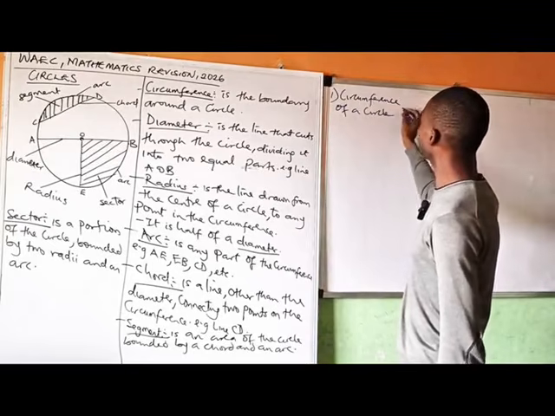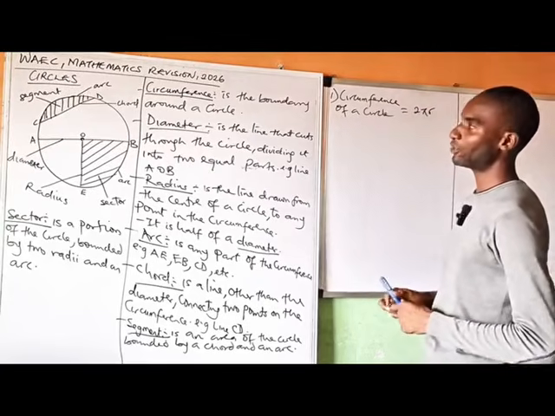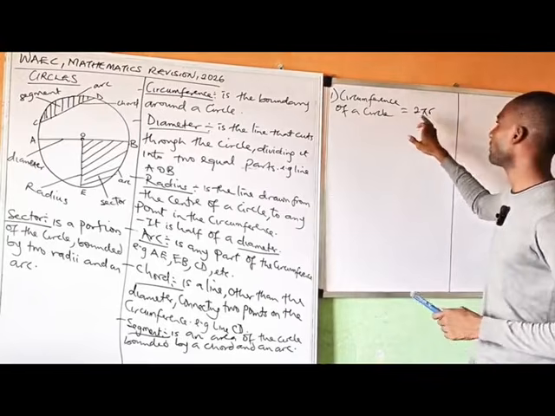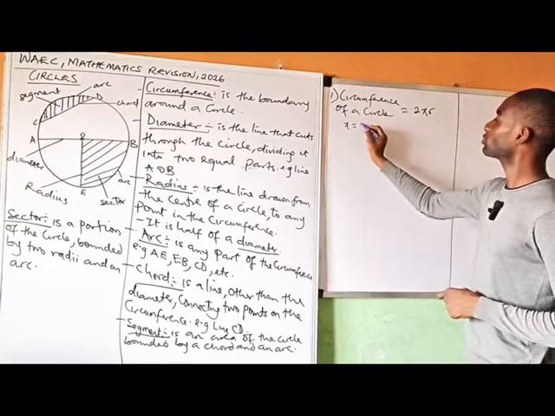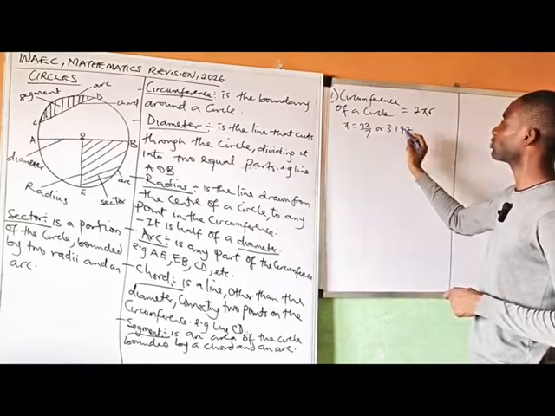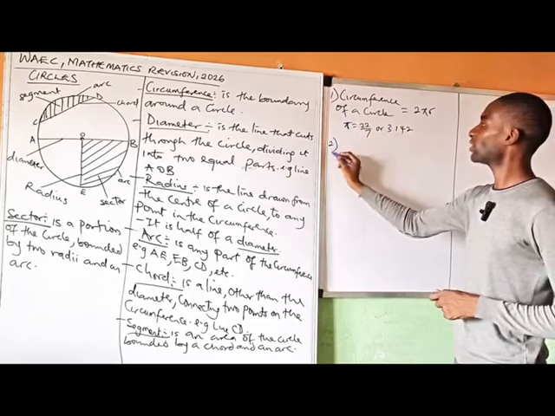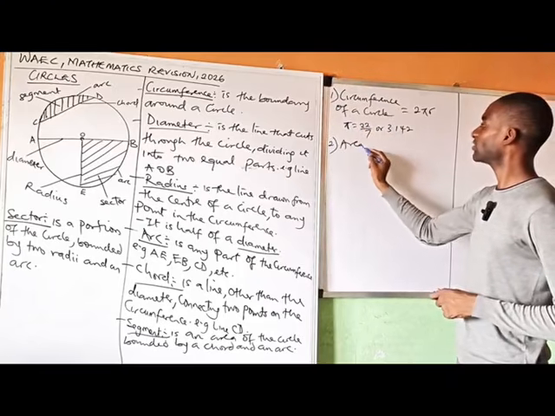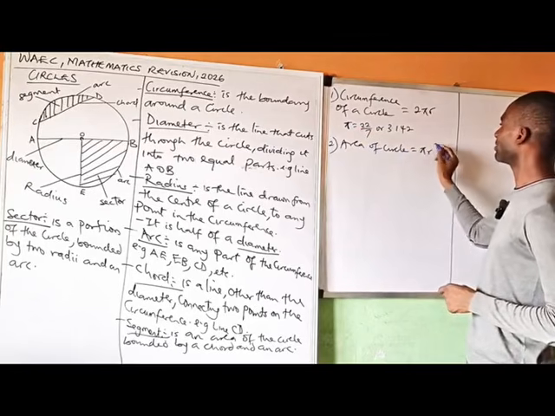The circumference of a circle, the formula is 2 pi r. You know what r is, the radius. The pi is a constant, which is equivalent to 22/7 or 3.142. That's the value of your pi. Now the second one is the area of a circle. The formula for the area of a circle is pi r squared.